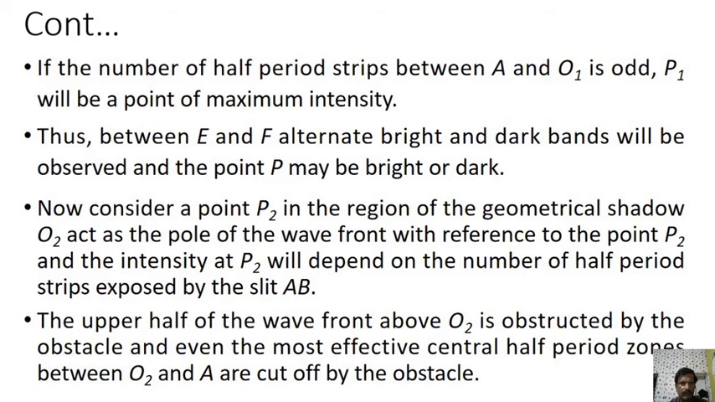and the point P may be bright or dark. Now, consider a point P2 in the region of the geometrical shadow. O2 acts as the pole of the wavefront with reference to the point P2, and the intensity at P2 will depend on the number of half-period strips exposed by the slit AB. The upper half of the wavefront above O2 is obstructed by the obstacle, and even the most effective central half-period zones between O2 and A are cut off by the obstacle.